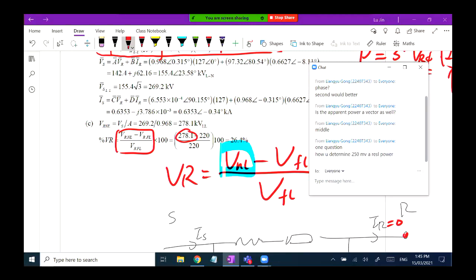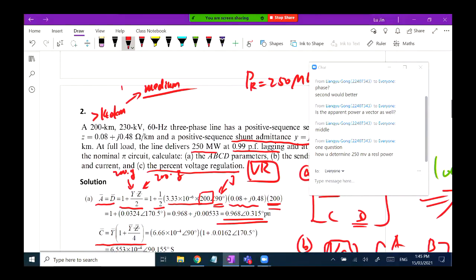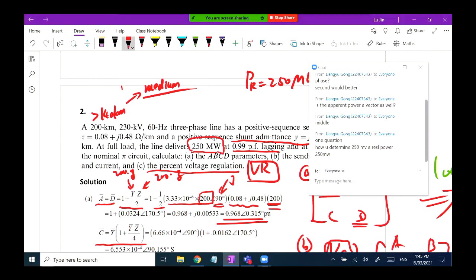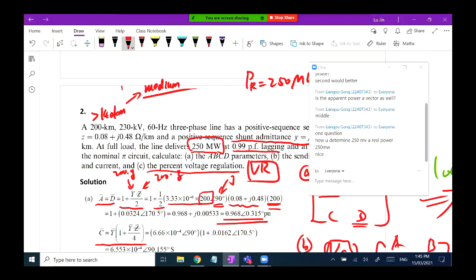Thank you for the question. How did you determine 250 megawatts? You mean question 2, right? Okay, this 250 megawatts, right? Because its unit is watts. So only the real power has a unit of watts. For apparent power and complex power, it will be VA. And for the reactive power, its unit will be VAR. So if you know the unit, you know this might be real power. Is that okay? Okay, good.